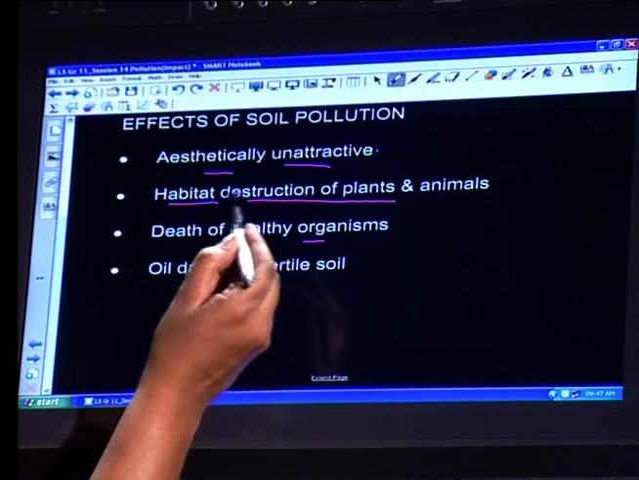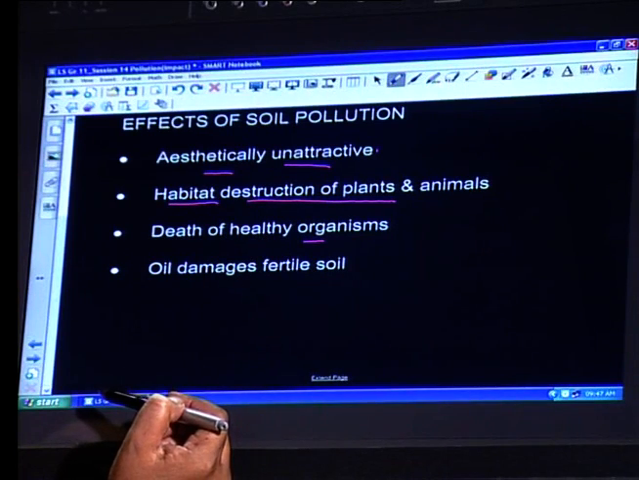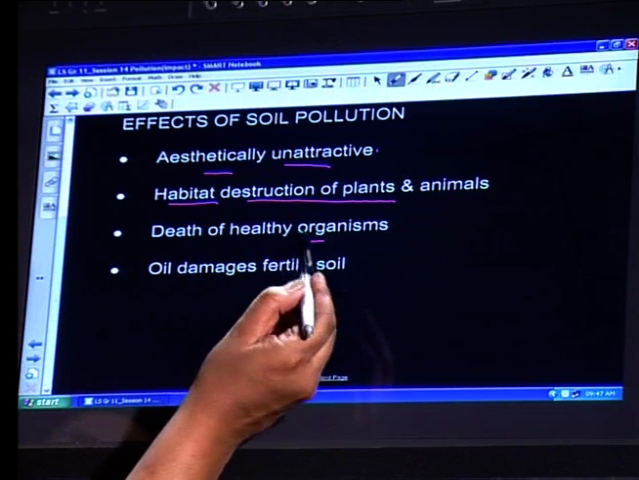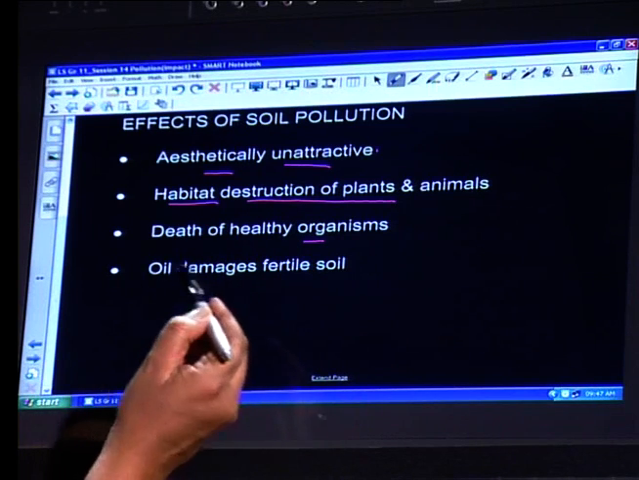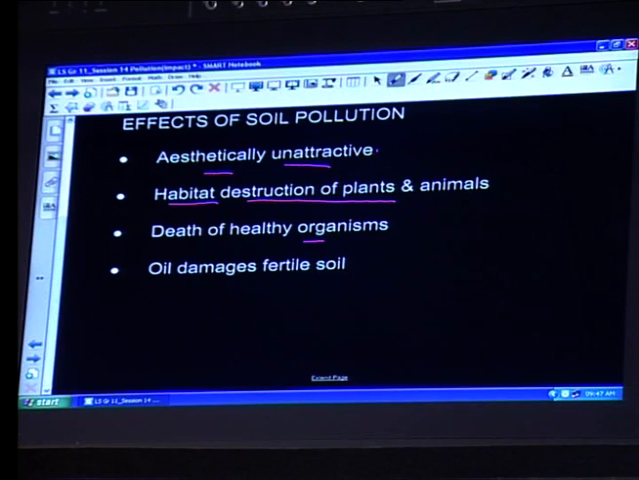The environment becomes unattractive. The habitat of plants and animals are destroyed. Most of the animals will die. And then the oil damages the fertile soil. Also, some animals actually feed on the sewage, right? They feed. The animals don't know what is good and what is bad. So you find that these birds go and feed on the sewage, eventually it gets into their system, and the birds die as well.